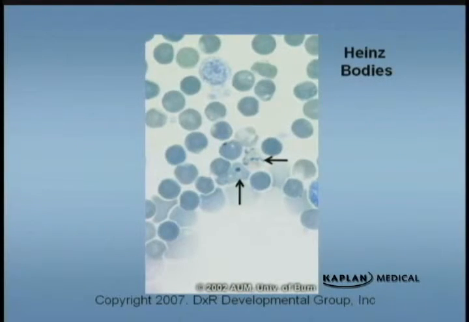This is the Heinz bodies that you can see in the smear. The arrows point to them here, and all these little areas here. Those are cells with the Heinz bodies that are seen with G6PD.